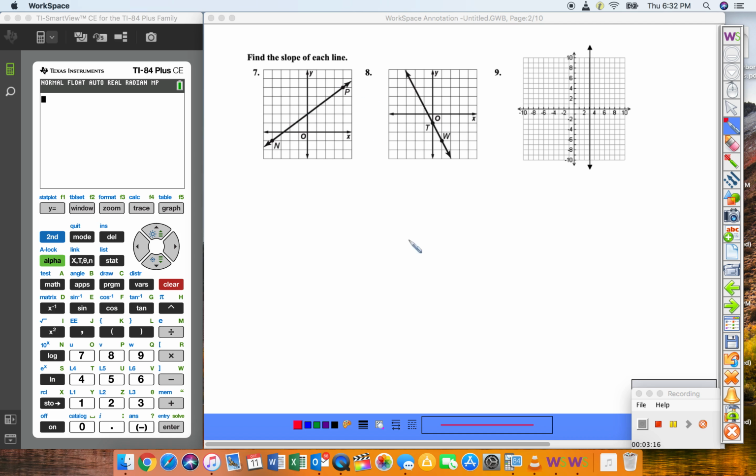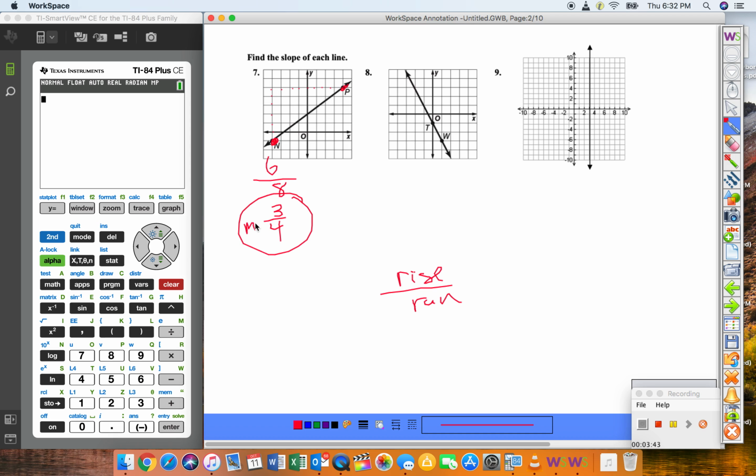Next, we can find the slope of a line that's given to us. We just count. That's going to be a rise over run situation. So we count from one point to the next. Here's the point N. Here's the point P. We can count rise. 1, 2, 3, 4, 5, 6. Over run. 1, 2, 3, 4, 5, 6, 7, 8. 6 over 8, which can reduce to be 3/4, and that is totally a positive slope because the line is going up from left to right.